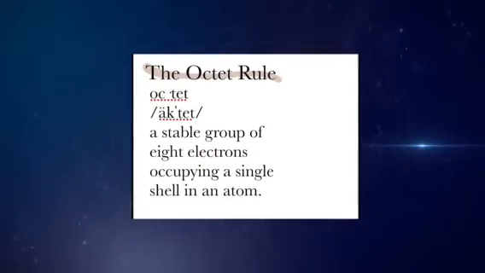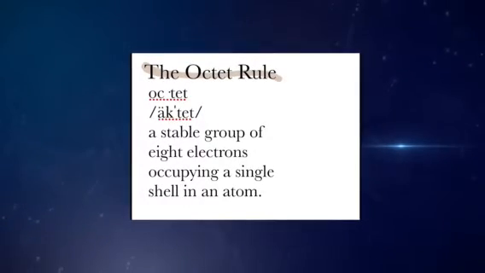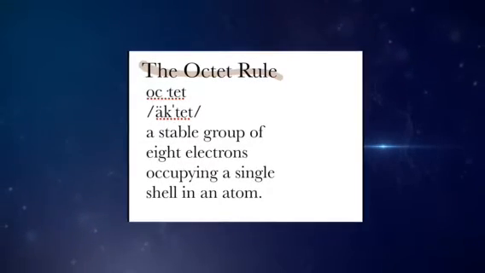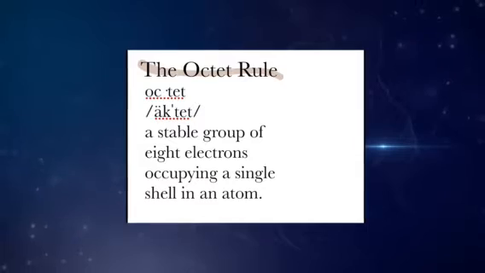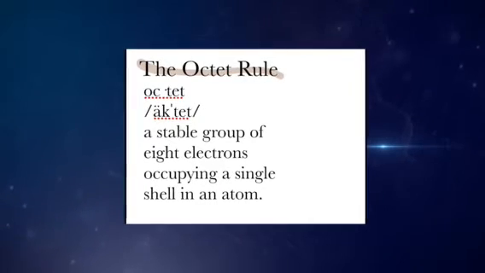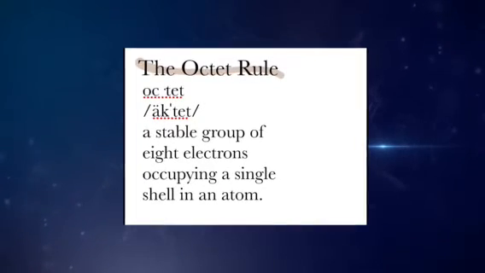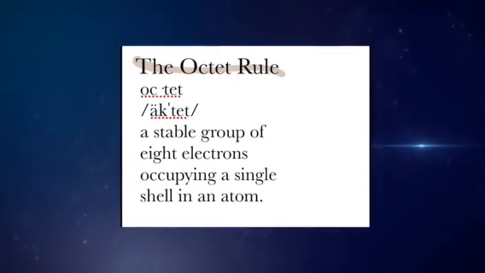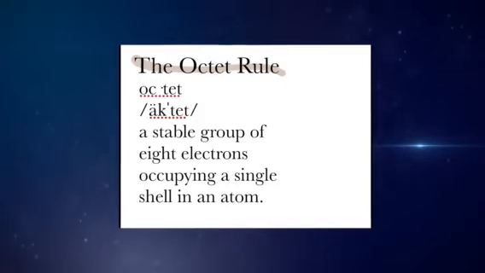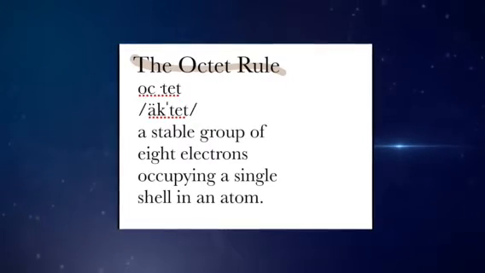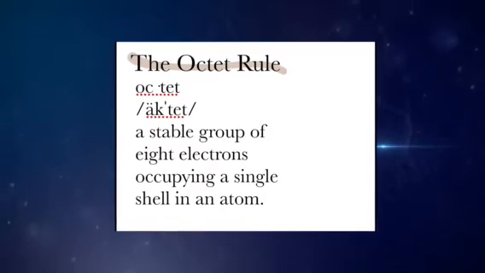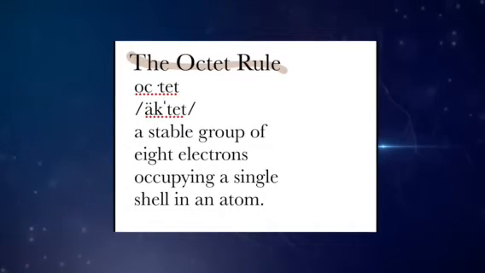But before we jump into valence electrons and all that fun stuff, I want to give you guys the definition of the octet rule. So as you see here on this screen, the octet rule is defined as a stable group of 8 electrons occupying a single shell in an atom. Specifically, the outermost shell, with a few exceptions, of course. And when an electron falls in the outermost shell, it is labeled as a valence electron. It's essentially the same thing as an electron.